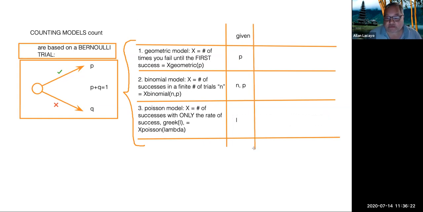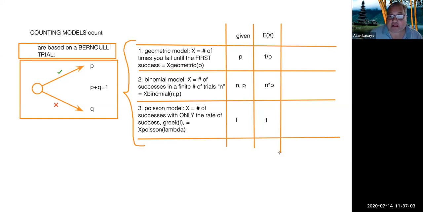So that's what's given. And then the way you measure expected values in these three models, the expected value of X is by the following formulas. It is 1 divided by P for the expected value of a geometric model. That would be a shortcut to the sum of all the weighted average values of X. In the binomial case, it's N times P that calculates the expected number of successes. And in the Poisson model, it's the same L that gives you the expectation.